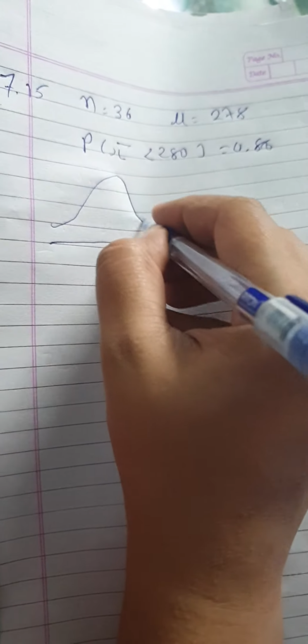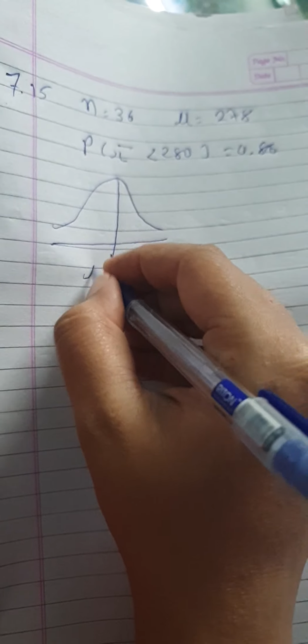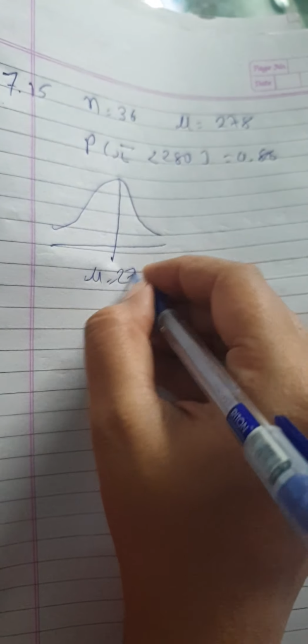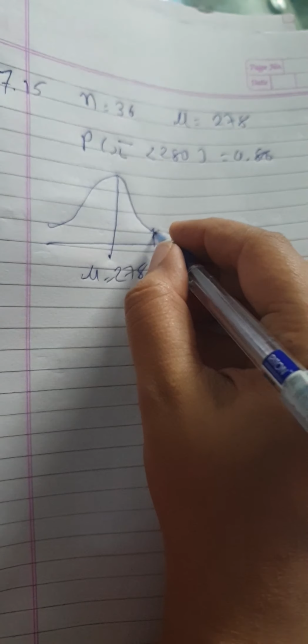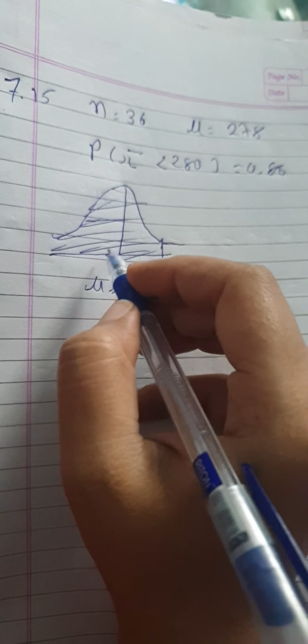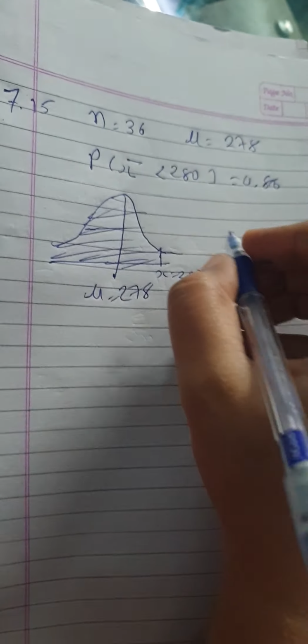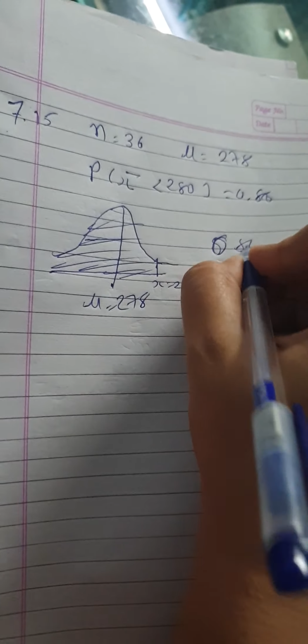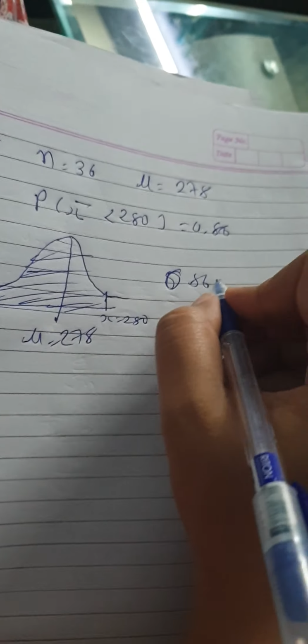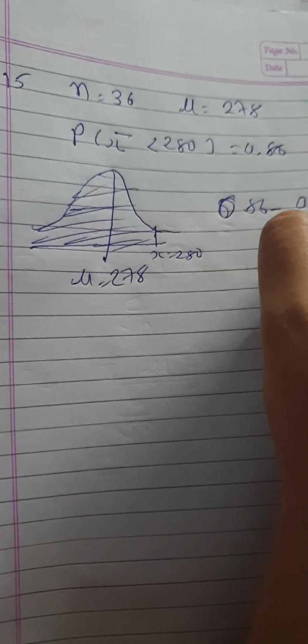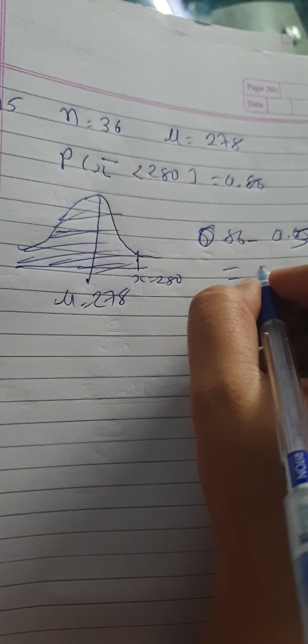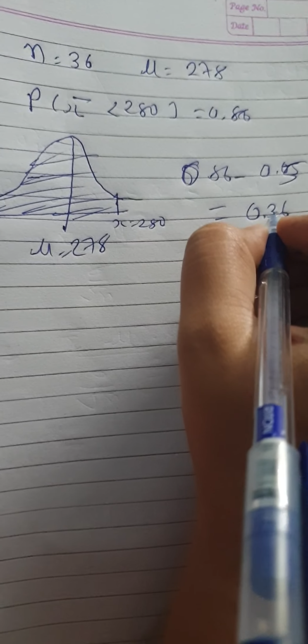So now let's draw the chart first. This is your normal distribution curve. Mu equals 278. Your x is 280. They are asking this area. If less than 280 area is total 0.86, right? Then from that I will subtract this half portion, 0.5, then I will get the answer of 0.36, right?